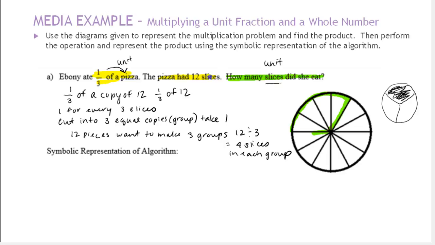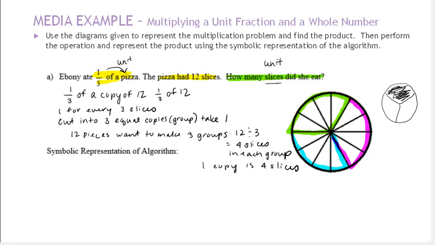So here's one group. Here's 2 groups. And here's the 3rd group. So notice we have 1, 2, 3 groups, and we want 1 copy of these 3 groups. So one copy is 4 slices. Okay, so this is the reasoning behind it.